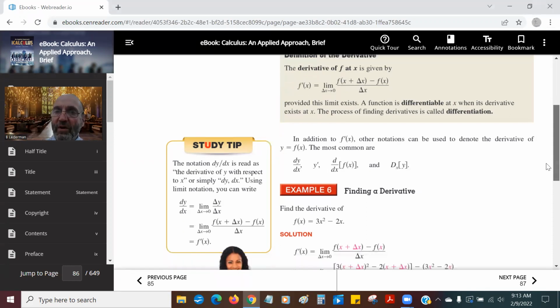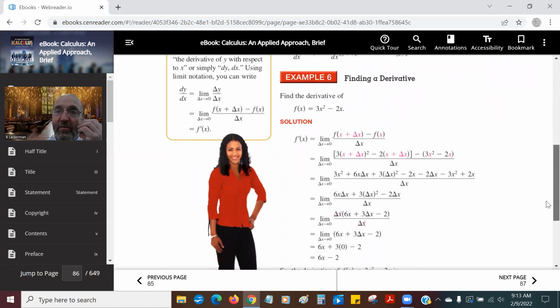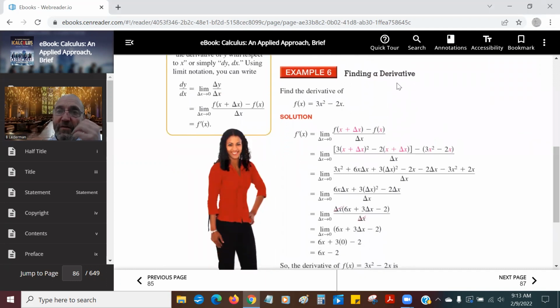Anyway, more importantly than what it's called, let's actually do the math. So we want to find the derivative of the function f of x equals 3x squared minus 2x. So again, we always go to that basic formula. The limit as delta x goes to 0 of f of x plus delta x minus f of x over delta x. This formula by now is tattooed in your brain.